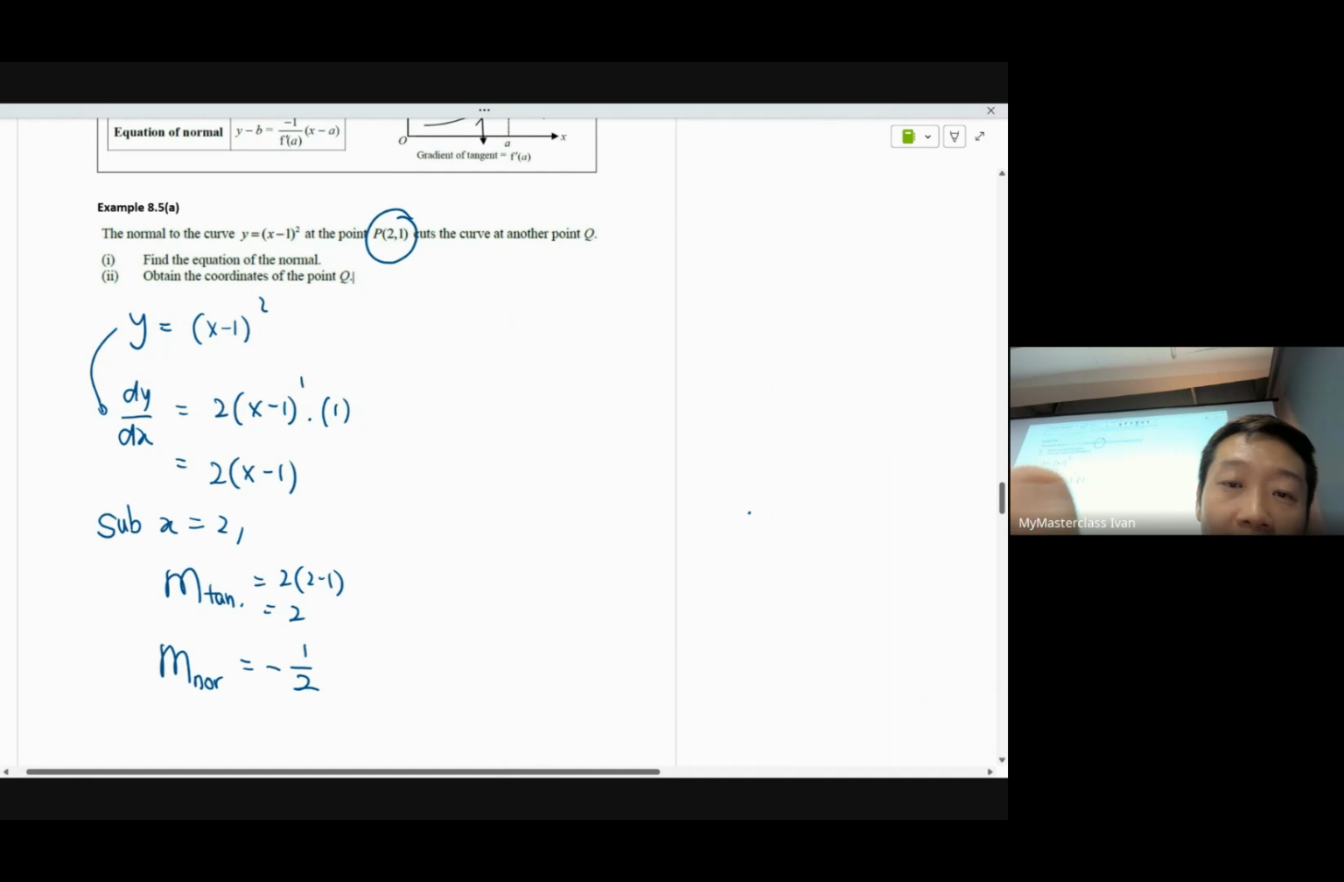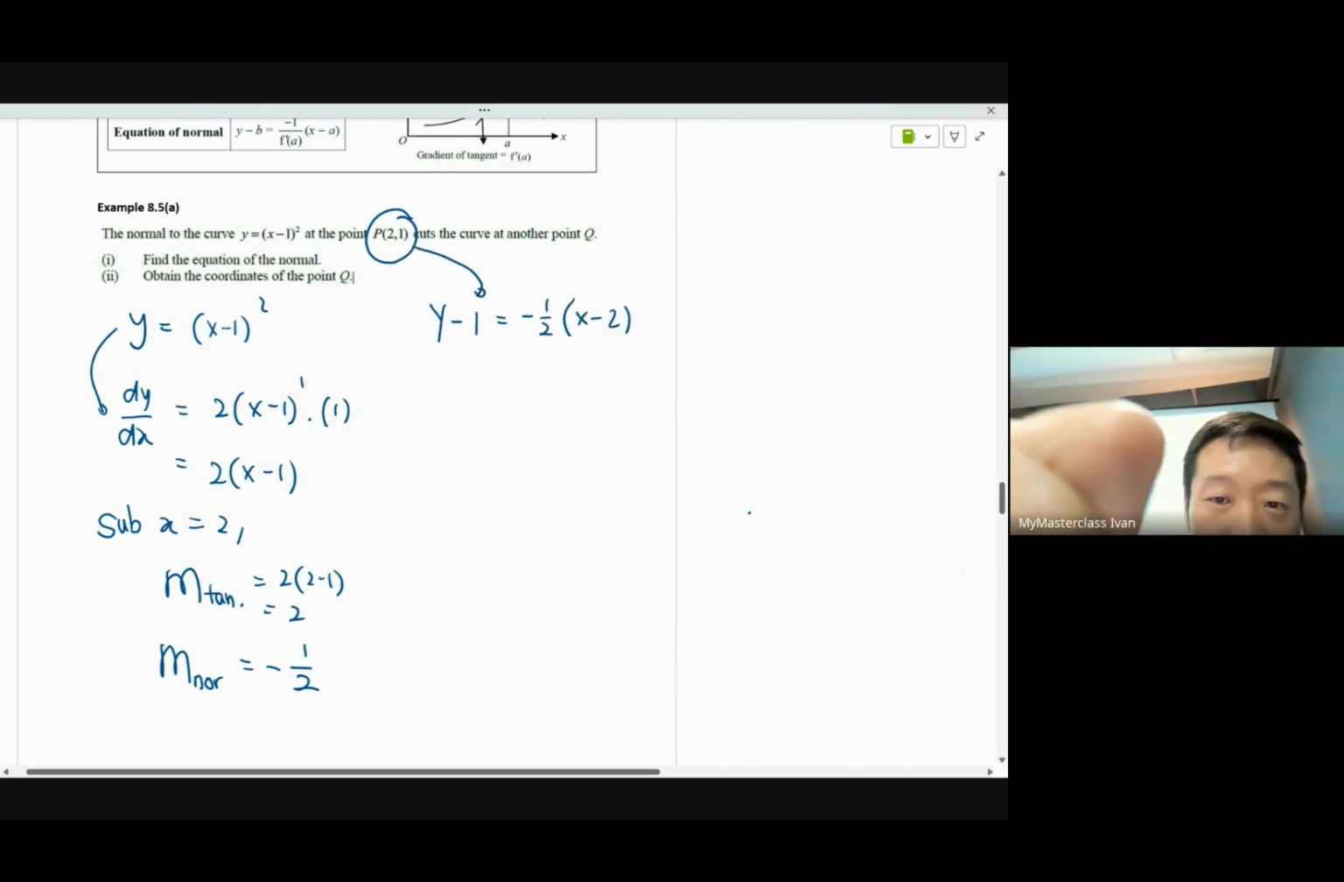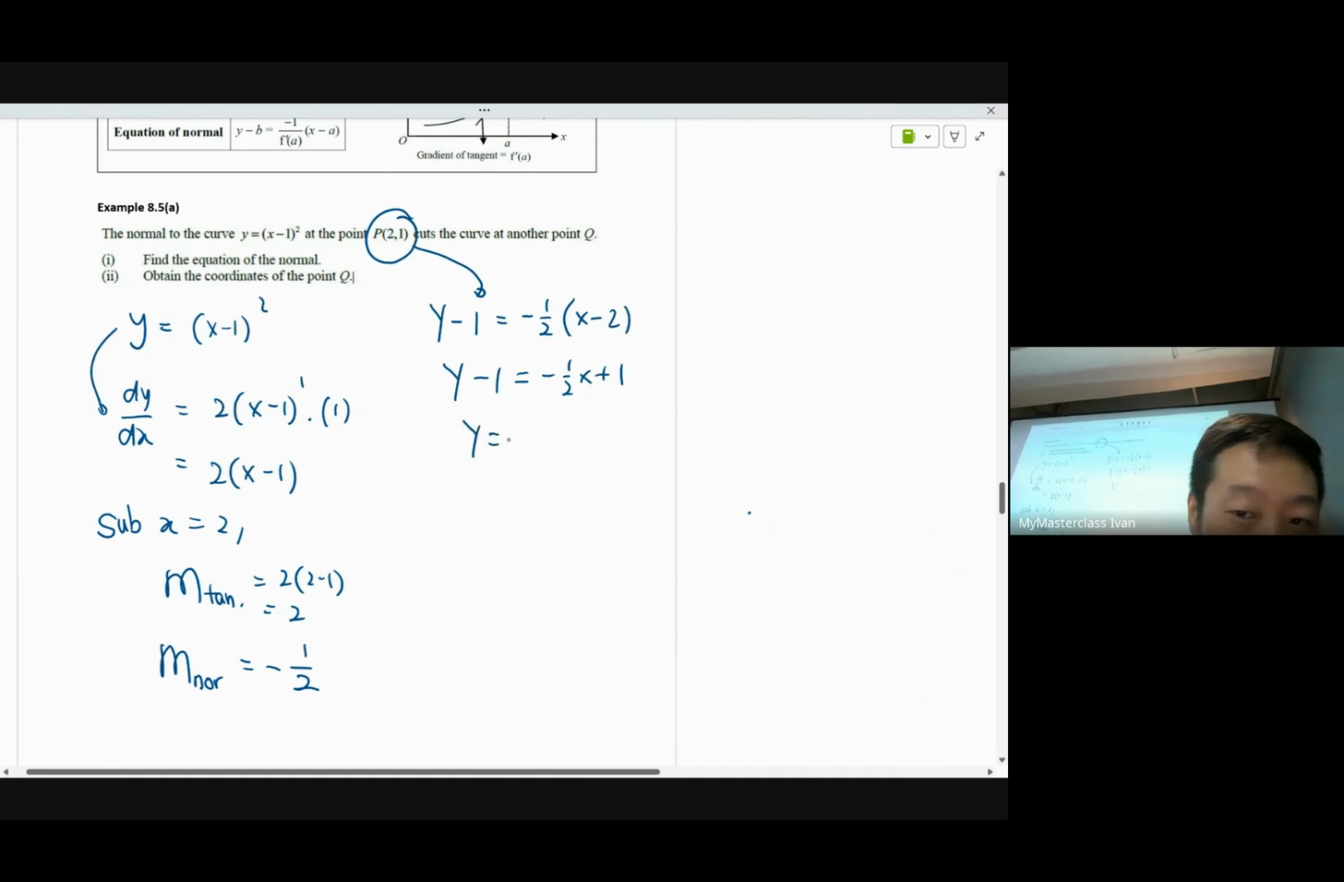Very good. So now I do y minus y1 equals m bracket x minus x1, because of the coordinate. So y minus 1 equals negative half x plus 1, so y equals negative half x plus 2. That's the equation of the normal.